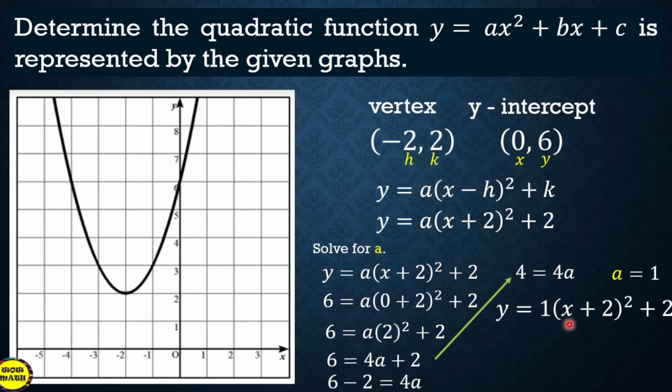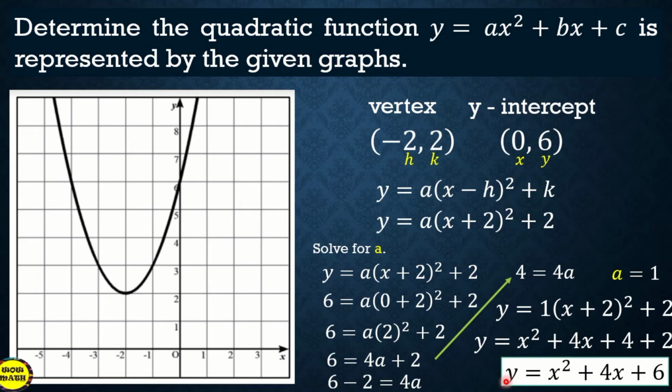Pero, kailangan pa natin to expand para makuha natin yung quadratic function kasi naka-vertex form pa tayo. So, expand natin to, that is x plus 2 times x plus 2. Or you can use the FOIL method. So, x plus 2 times x plus 2, that is x squared plus 4x plus 4 plus 2. And then combine similar terms. So that is y is equal to x squared plus 4x plus 6. So ito na ngayon ang quadratic function natin. So ito yung quadratic function ng graph na to.